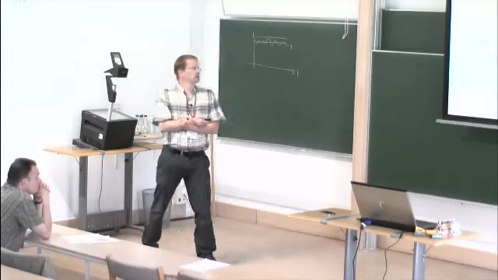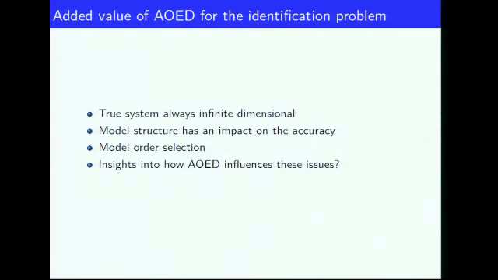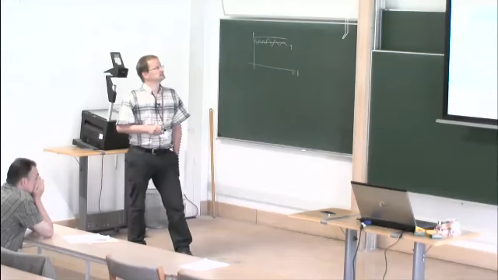Now I'm coming to another part of what I think is very interesting, and that's the added value of experiment design for the entire identification problem. So we have heard in many talks during the week that the true system is always more complex than the models we are using. We also know that the model structure has an impact on the accuracy. We also know that we have to deal with model order selection. So can we get any insights into how experiment design influences these issues?